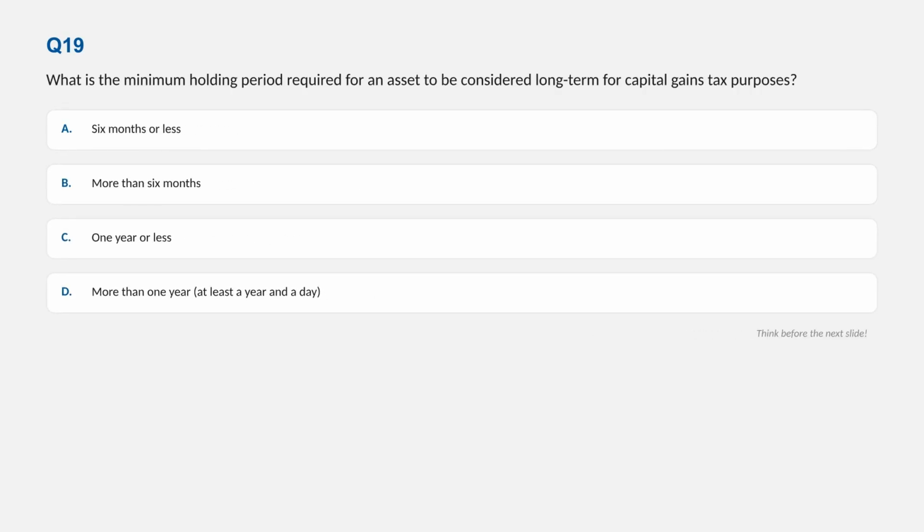What is the minimum holding period required for an asset to be considered long term for capital gains tax purposes? A. 6 months or less. B. More than 6 months. C. 1 year or less. D. More than 1 year, at least a year and a day.